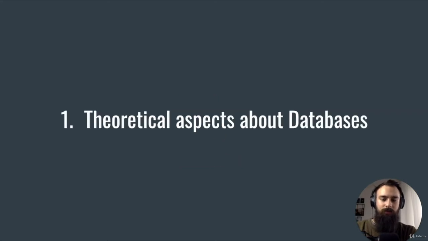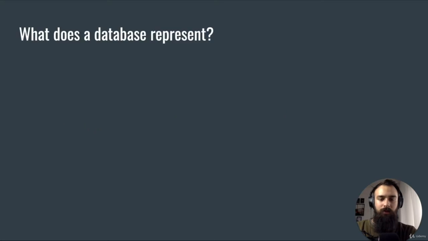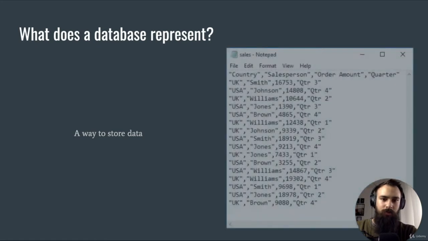Let's start this section about theoretical aspects about databases and answer the most basic question, which is, what does a database represent? Well, first of all, a database represents a way to store data. The reason we want to store data is to use it in the future. So as an example, we can think about the most basic way to store text data, which is a text file.